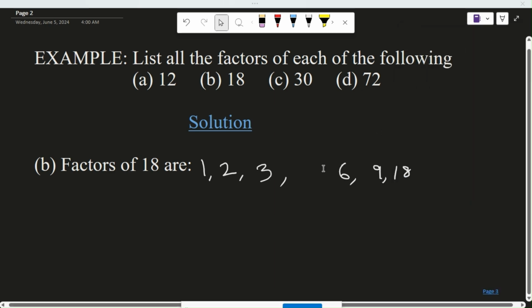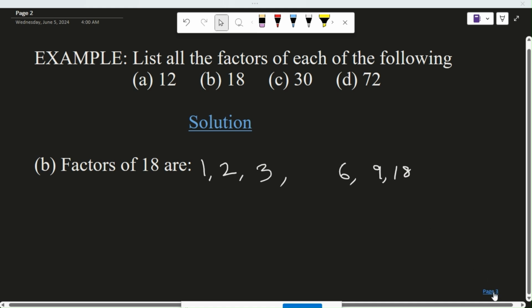So after 5, it is 6. 6 is already on our list. Then we are going to stop. Therefore, all the factors of 18 are 1, 2, 3, 6, 9, and 18.